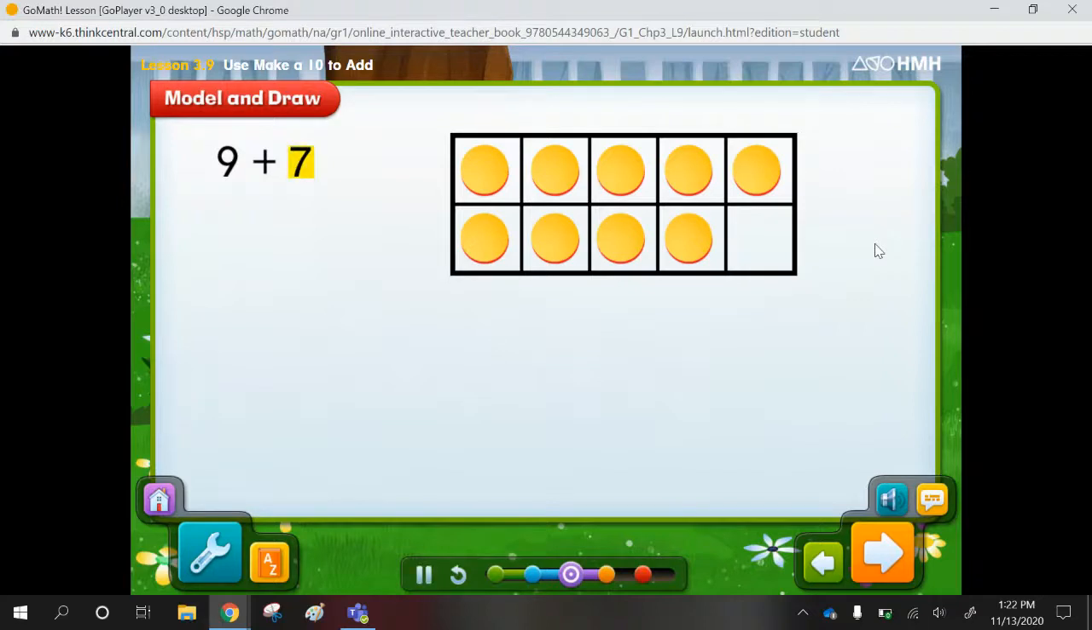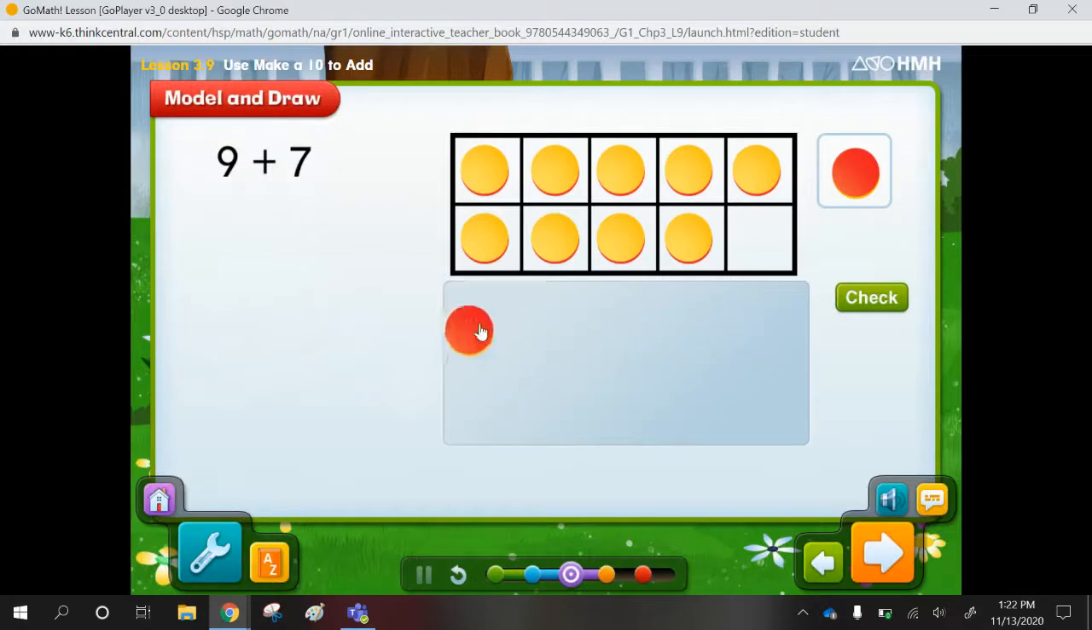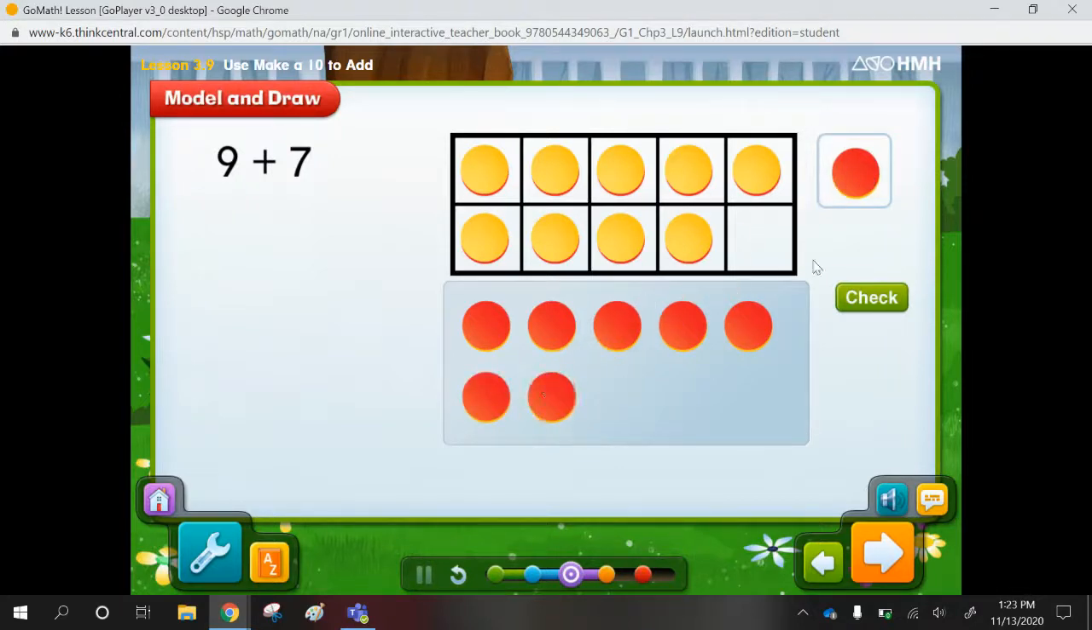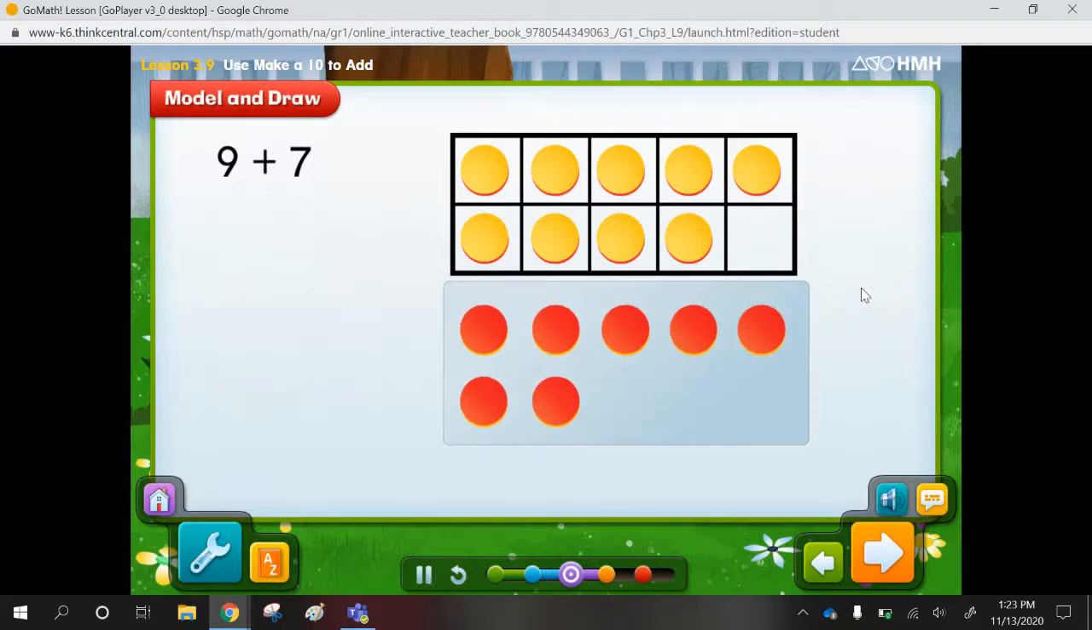The other add-in is 7. Drag 7 red counters below the 10 frame. Count with me. 1, 2, 3, 4, 5, 6, 7. Great! The red counters below the 10 frame show the other add-in, 7.